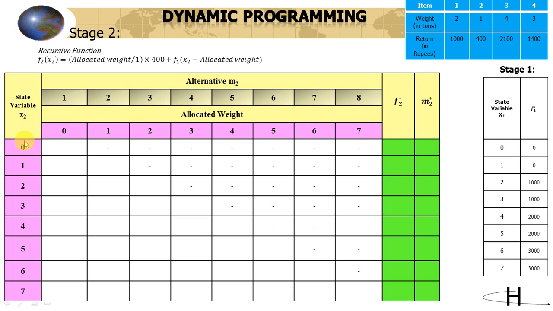Now when we consider x2 equal to 0, when we allocate weight 0, the value of the recursive function will be allocated weight 0 divided by 1 multiplied by 400. So it will be 0, plus the best value of the recursive function for x2, that is 0, minus allocated weight, that is 0. So f1 for 0 is 0. So 0 plus 0 equals 0.